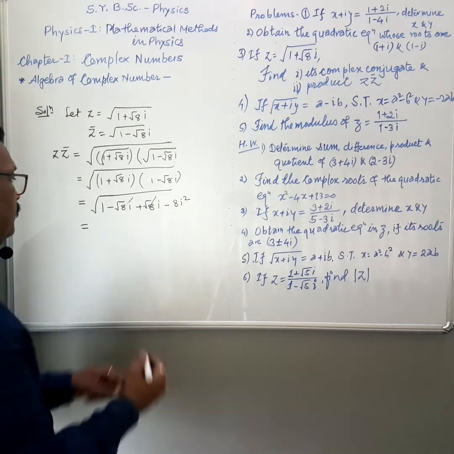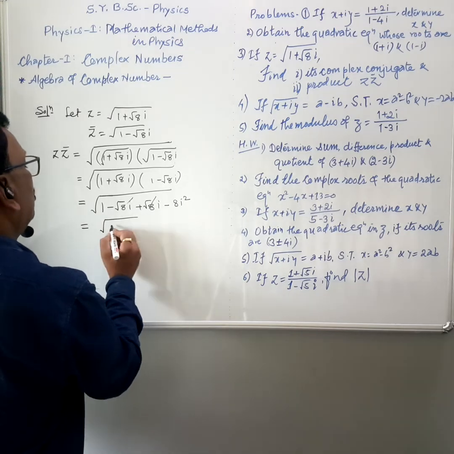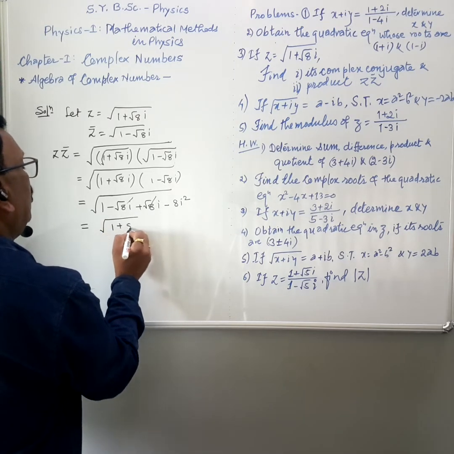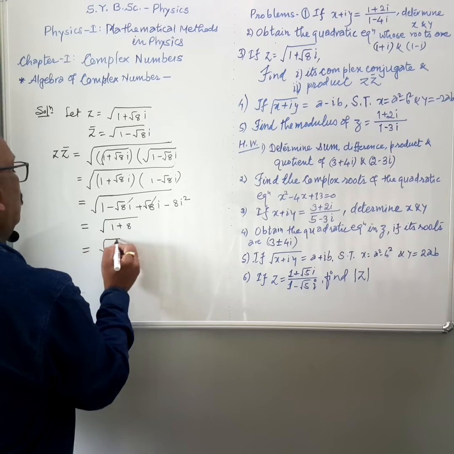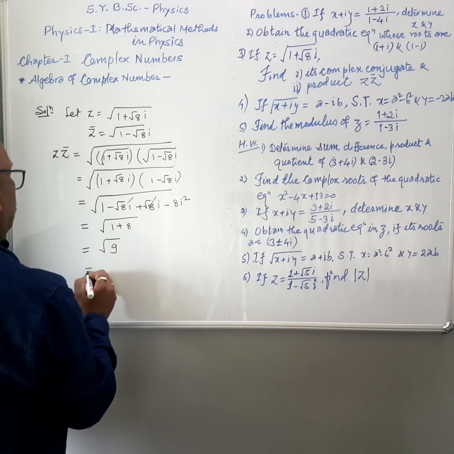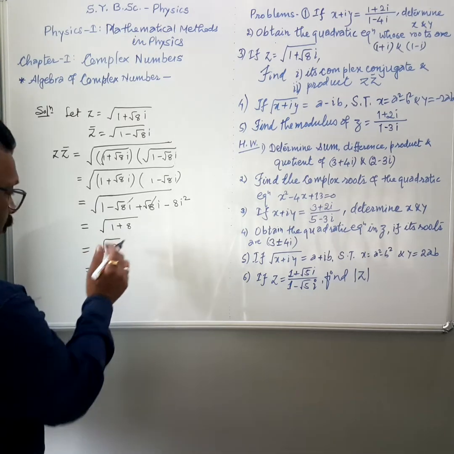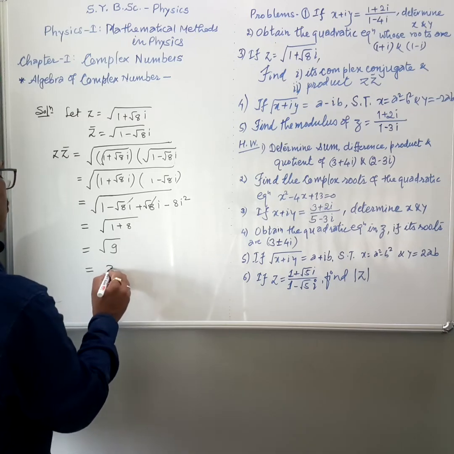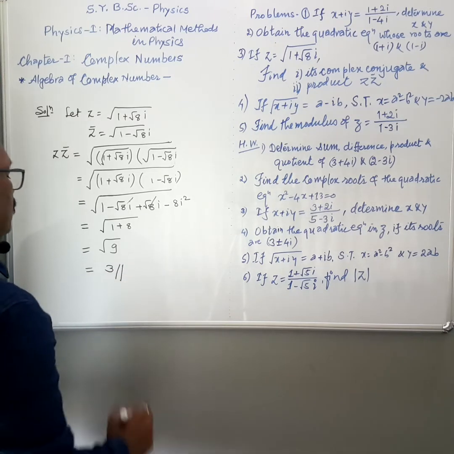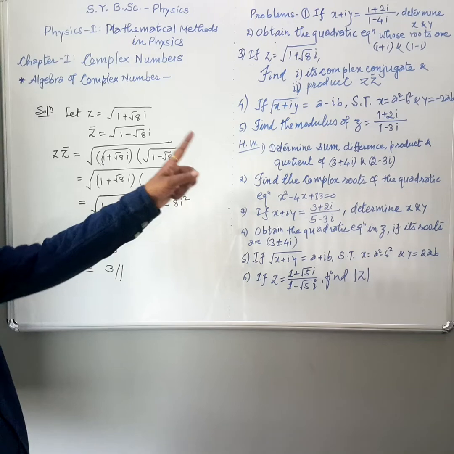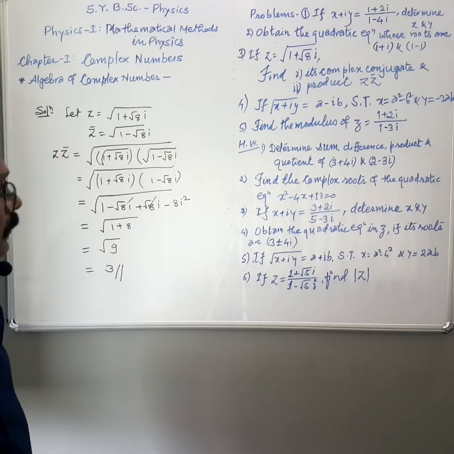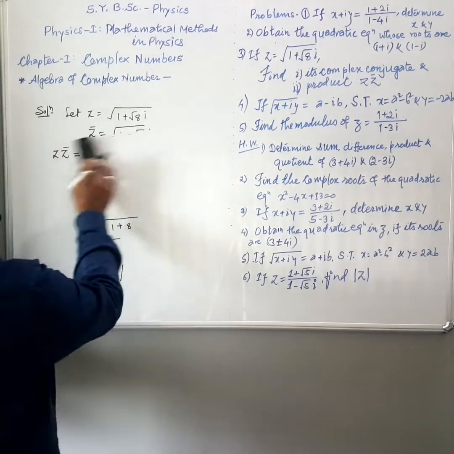Therefore, minus minus plus, we get under root 1 plus 8, that is under root 9, and square root of 9 is 3. Therefore, this is the product z z bar. Okay.